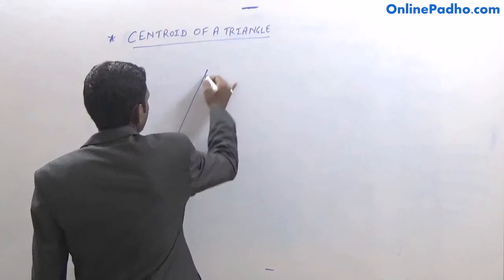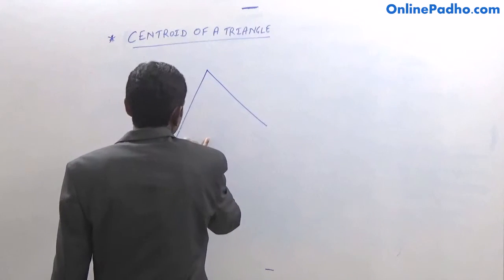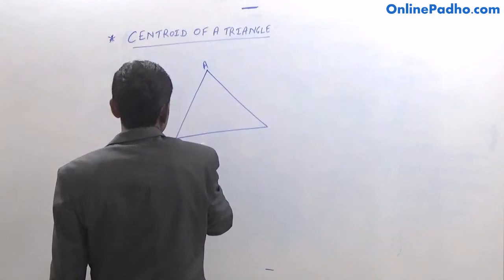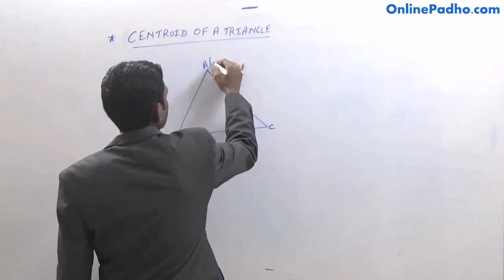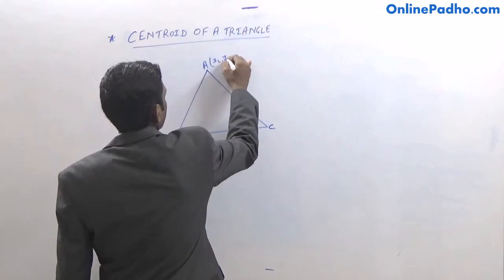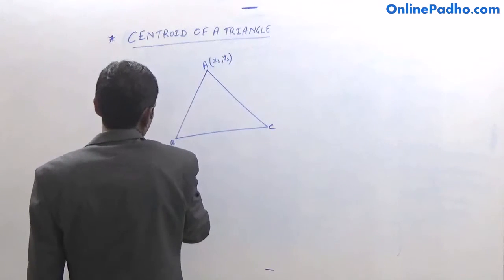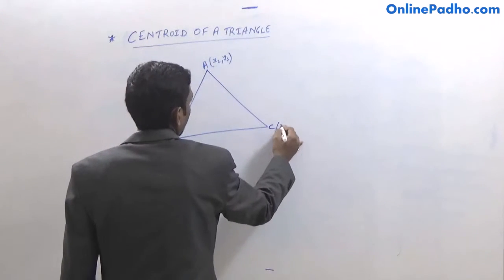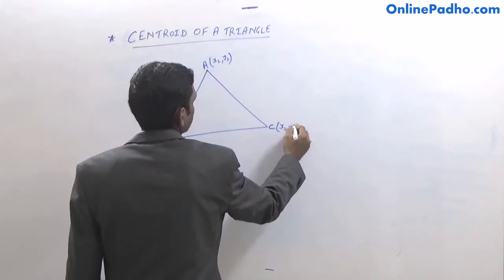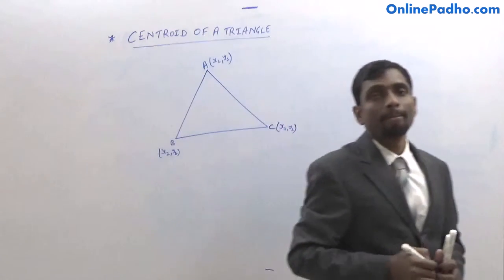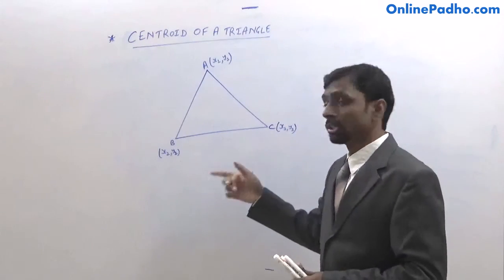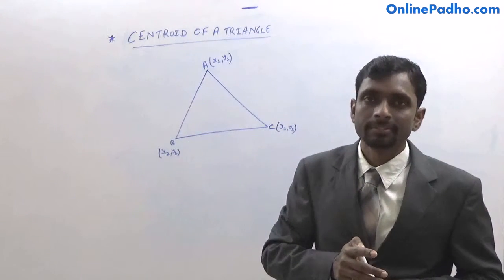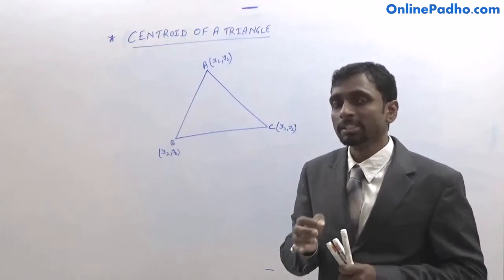Let's see, if we have this triangle ABC whose coordinates are given as x1 y1, x2 y2 and x3 y3. These are the coordinates which are given. We have to find the centroid.